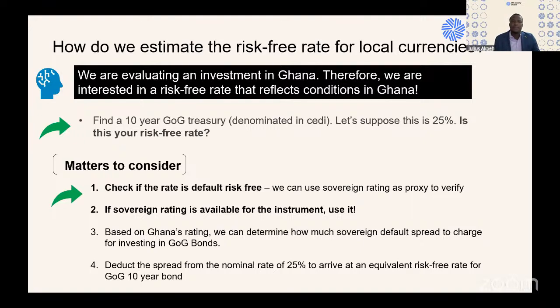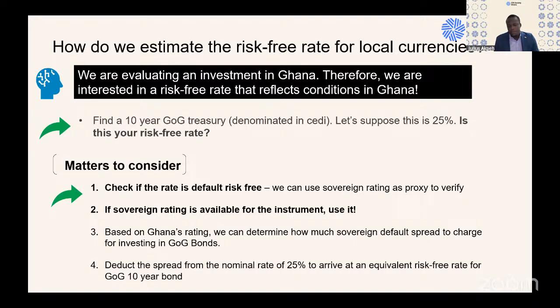So, the 10-year government of Ghana treasury. And let's say you found one. We're just building a theoretical scenario, right? So let's say you found it to be 25%. The question you need to ask yourself is: is this your risk-free rate?